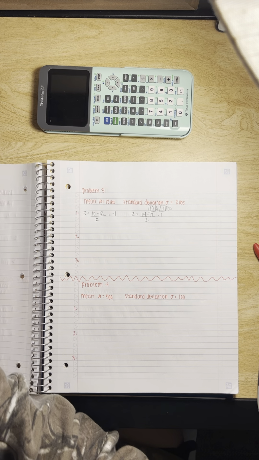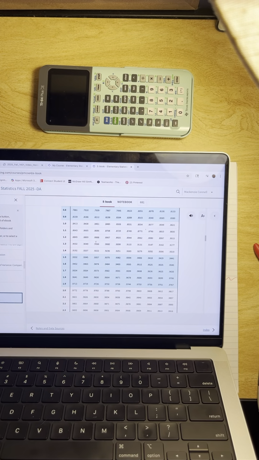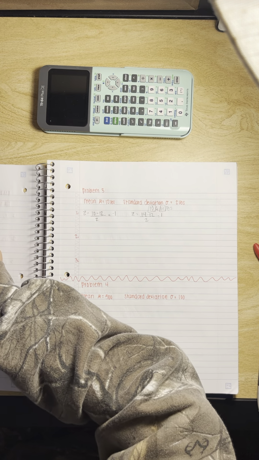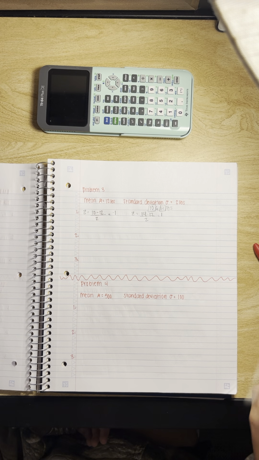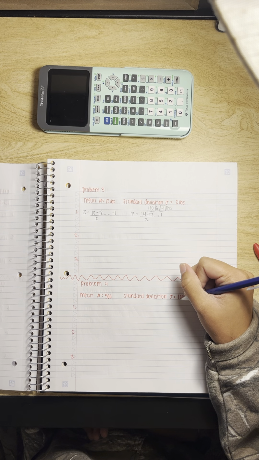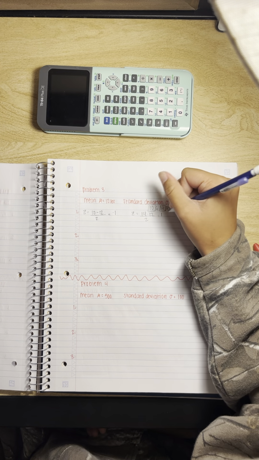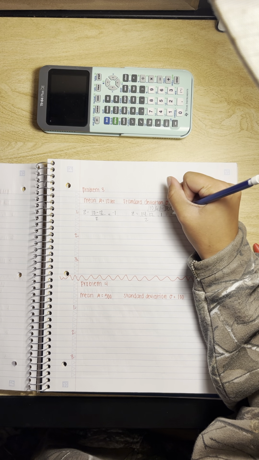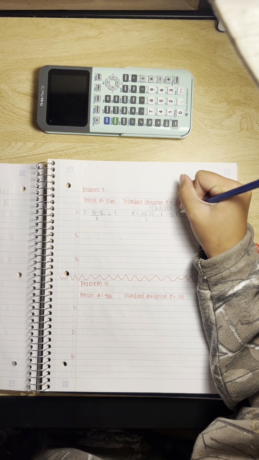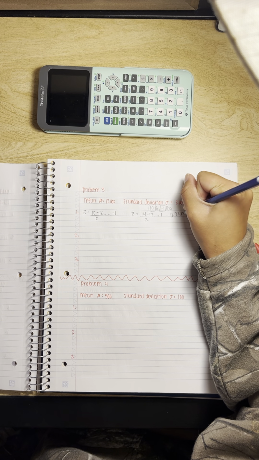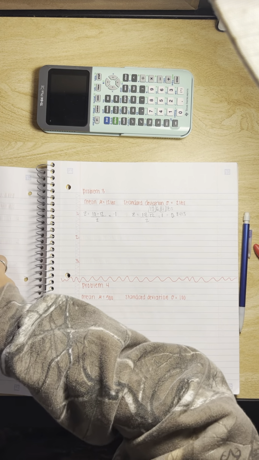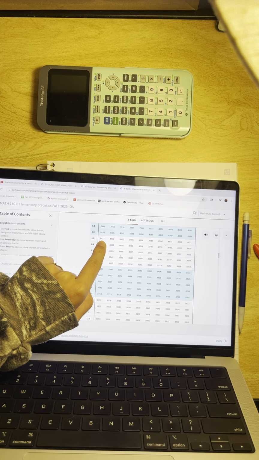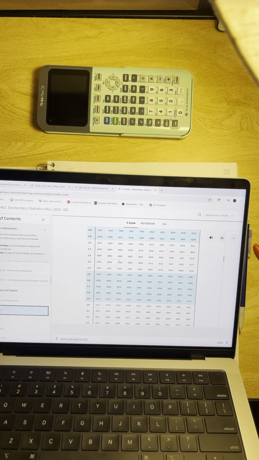This is what the table looks like. Whenever we find 1, we know that 1 on the table is 0.8413. And we can find that by going on this side of the table. 1 equals 0.8413.